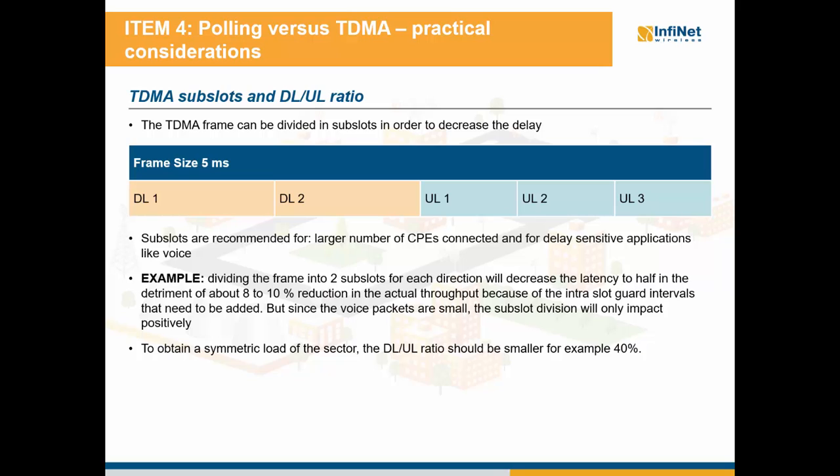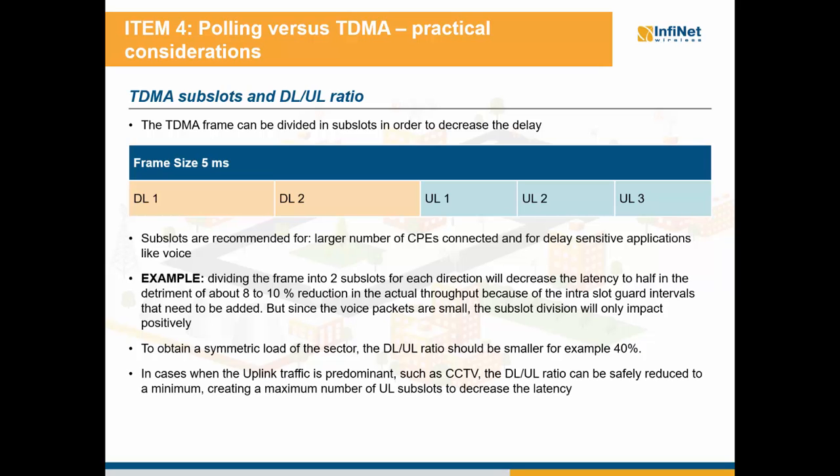When the uplink traffic is predominant, such as CCTV, the downlink-uplink ratio can be safely reduced to a minimum, creating a maximum number of uplink subslots to decrease the latency.